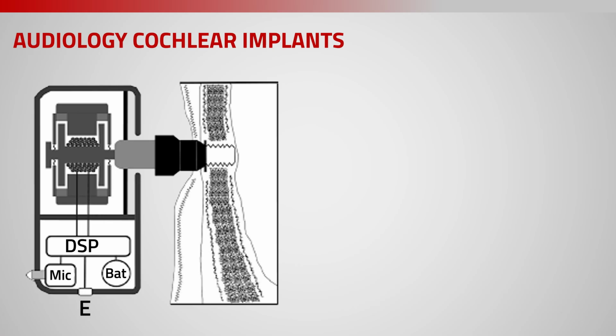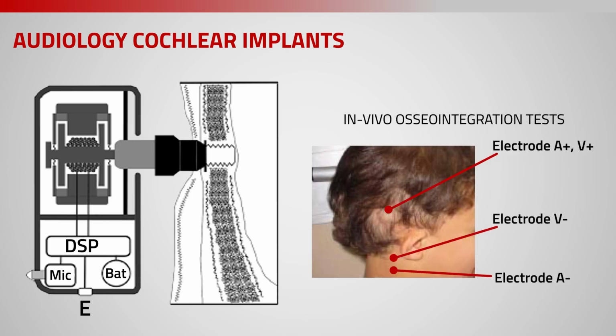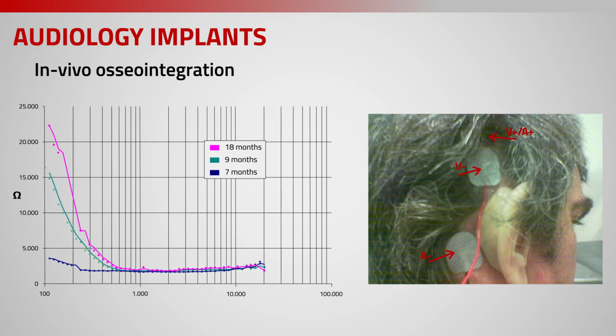In this picture, you can see a typical configuration of the audiology cochlear implants and a typical setup of our experiments for measuring the quality of the osseointegration of the cochlear implants. You can see here, analogously to the other case study, how, at varying the time of osseointegration, the modulus of the impedance, the magnitude of the impedance, changes. Also in this case, we have a significant difference in the response of the spectrum.